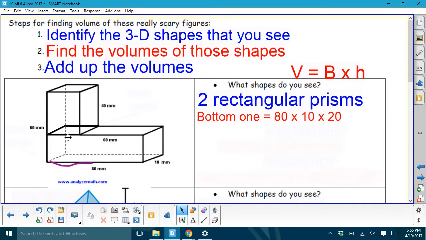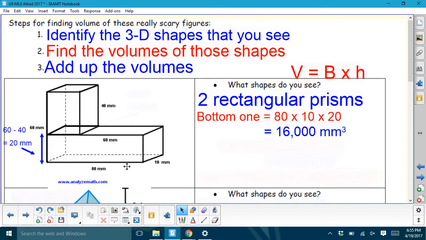It's 20 millimeters tall. Mr. Allred, I don't see a 20 on there. That's because what I did is I figured out that this whole distance from bottom to top was 60 millimeters. And this part over here on the right side of this top prism told me that it was 40 millimeters from here to here. I used common sense and subtraction and figured out this missing distance right here was 20 millimeters. So I did 80 times 10 times 20. I got 16,000 millimeters cubed for the volume of the bottom rectangular prism.